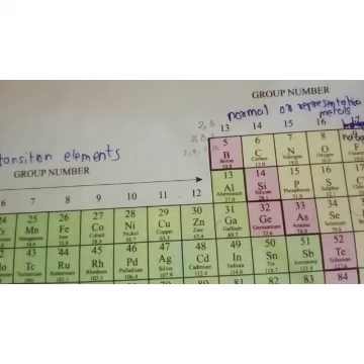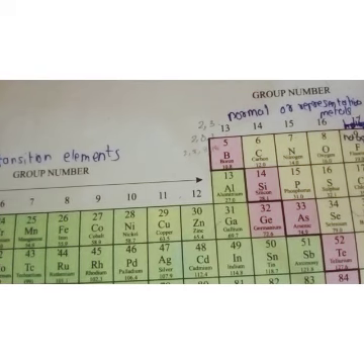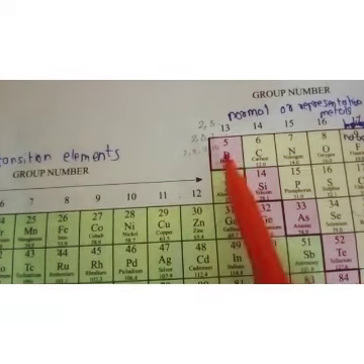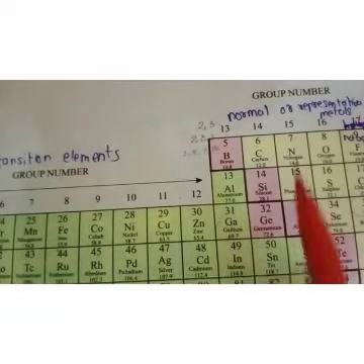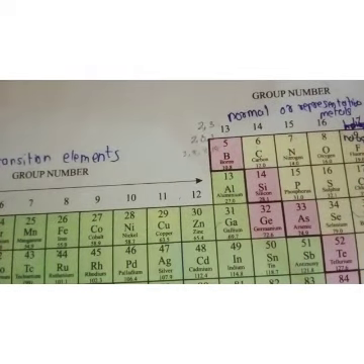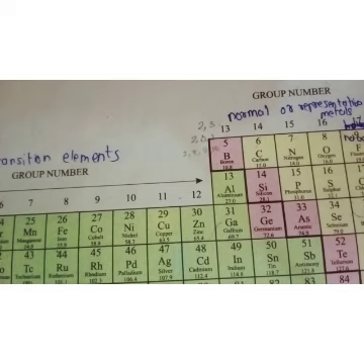Okay. So for the first and second groups, the number of valence electrons and group number are the same. And from 13 to 18, the group number is equal to 10 plus the number of valence electrons.